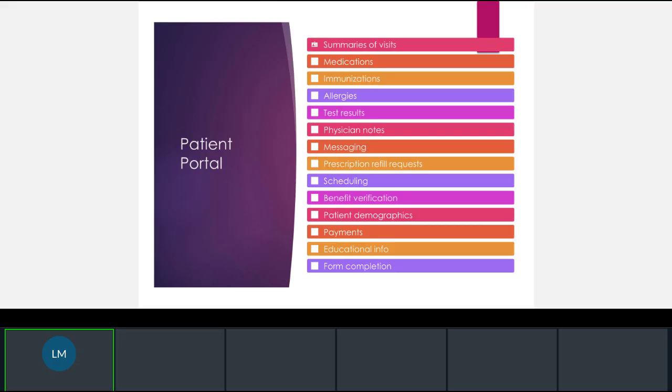Prescription refill requests are on there. You can schedule sometimes from your portal. You can verify benefits from your portal sometimes. The patient demographics, meaning your name, your information. I mean, it has so much information about you on there, and you can access that. It typically has like how many times you've been to that facility. All those visits are listed in there, your vital signs from that, your height, your weight, all kinds of information.